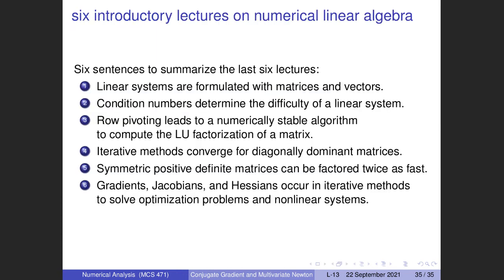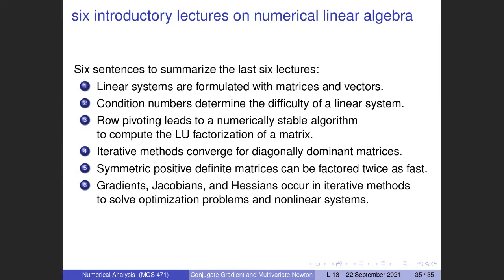All right, 6 lectures we have covered on linear algebra. There are 6 sentences that summarize the last 6 lectures. So we use matrix and vector notations. Condition numbers are very important to determine how hard it is to solve linear systems. If the condition number is too large, we can't really do anything anymore. But in this course, we care about numerically stable algorithms to compute, as we have seen, an LU factorization.